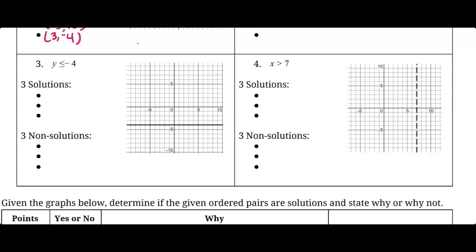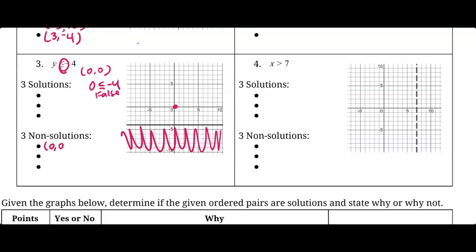Now let's take a look at number 3. y is less than or equal to -4. So I look down here, I want less than or equal to. So if I plug in my point (0, 0), then I get that 0 is less than or equal to -4. That is false. So that means that point is not a solution. So I want to shade the other side of the line. So I shade my other side. I can then go ahead and put (0, 0) in my non-solutions space.